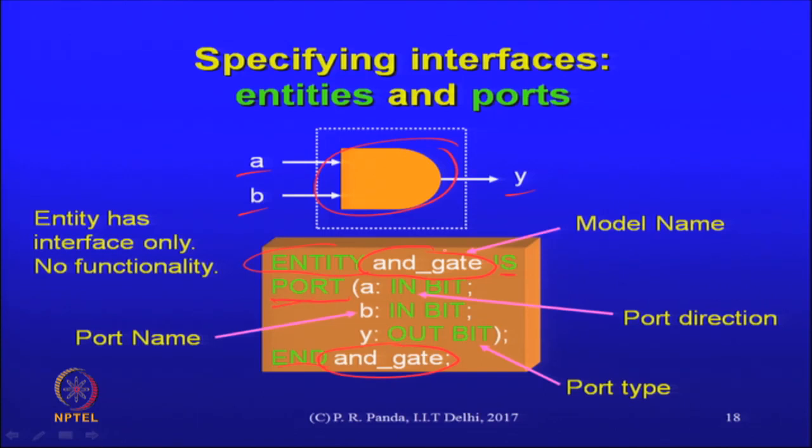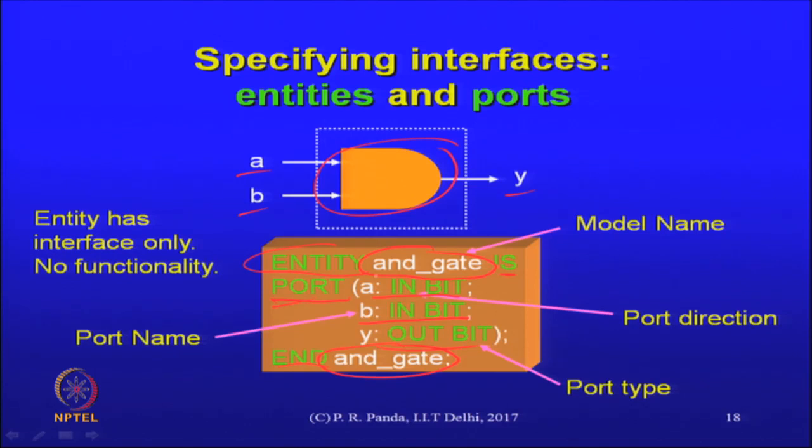This is the elementary syntactic requirement. Okay. Look at the port list. I have a list of port specifications, something for A, something for B, and something for Y. What information are we giving? Along with A, which is a name that we have chosen, I have two other things.